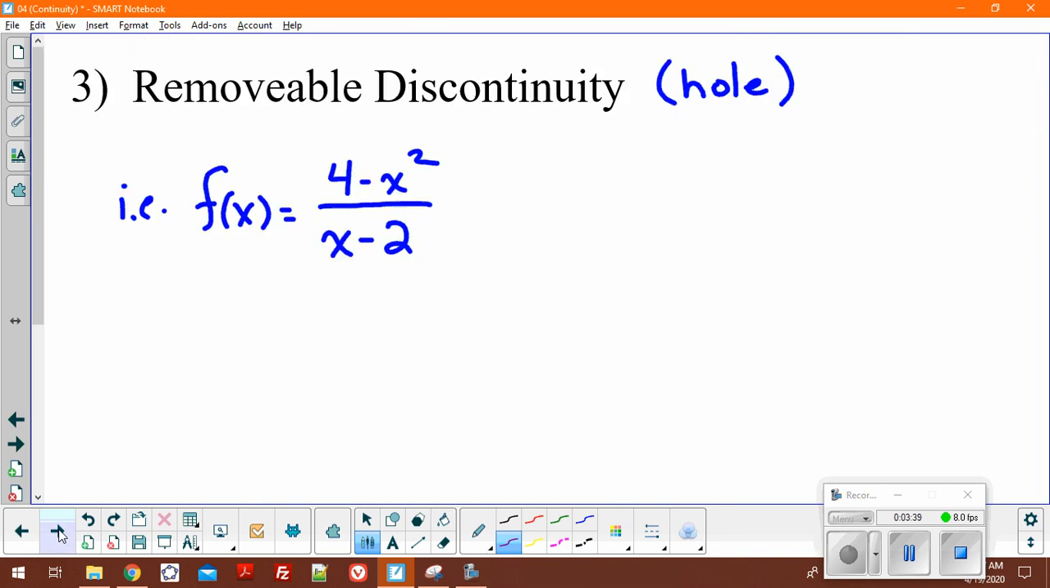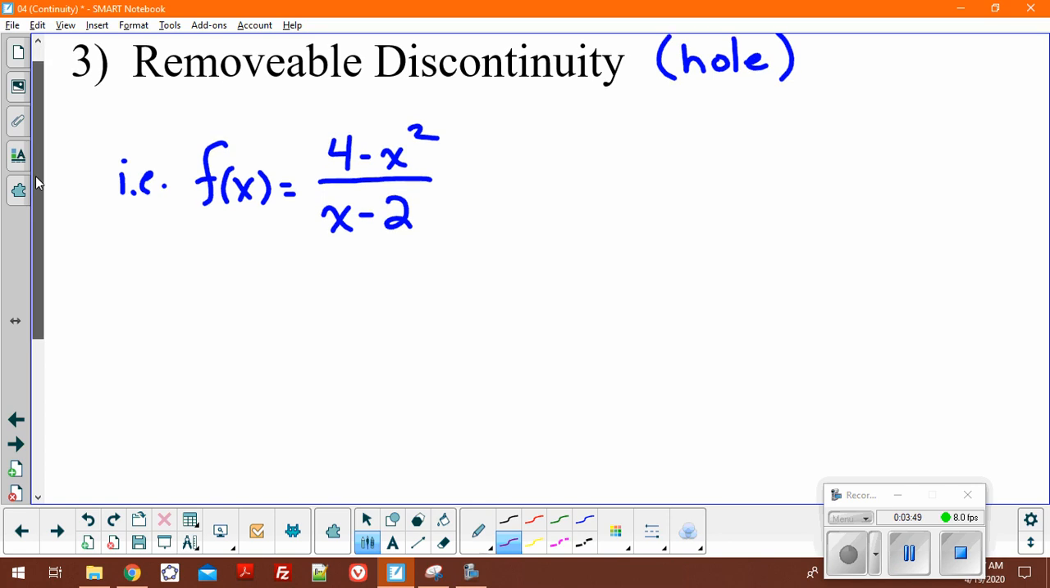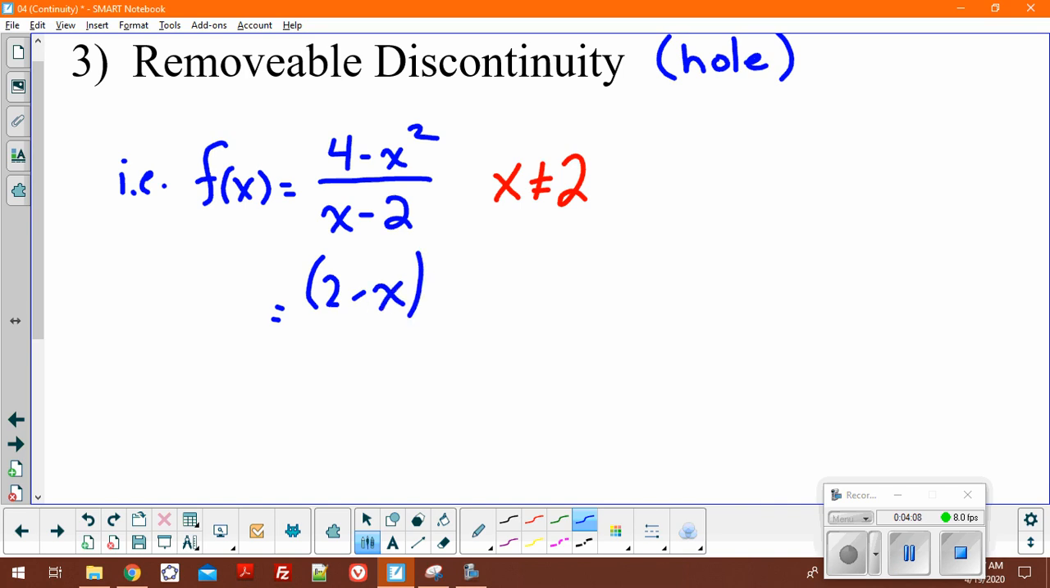The third type, which you probably encountered for the first time in advanced functions, is called a removable discontinuity. That's when you have a hole in the graph. Just to briefly review where that comes from, here's a function you would have seen in the rational section of advanced functions. First I note my restriction: x cannot equal 2. I'm going to start factoring this. The top becomes 2 minus x and 2 plus x, and that's over x minus 2.